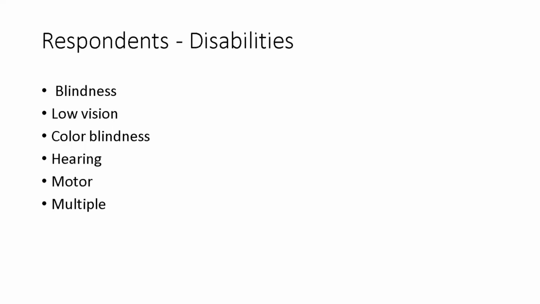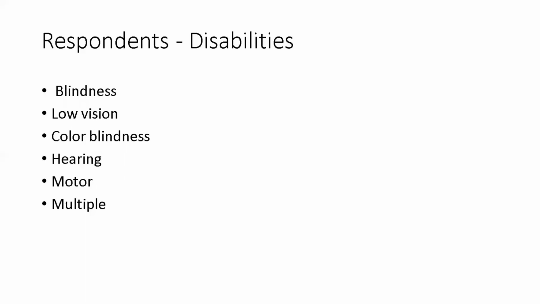Diving into the actual survey results, here are some of the respondents and the disabilities that they have notified: blindness, low vision, color blindness, hearing, motor, and multiple disabilities. So we could cover almost all the major disabilities that digital accessibility requires.